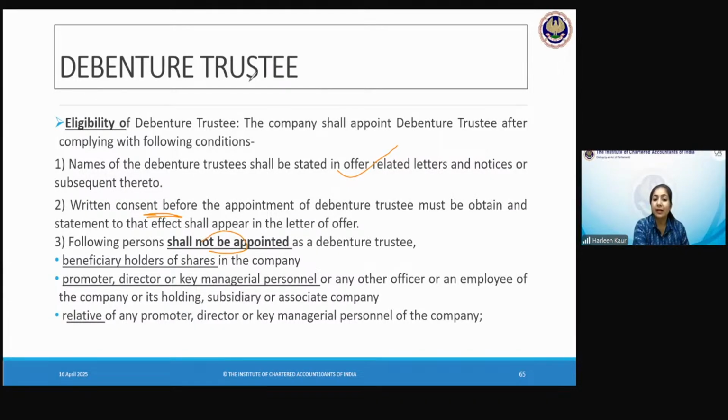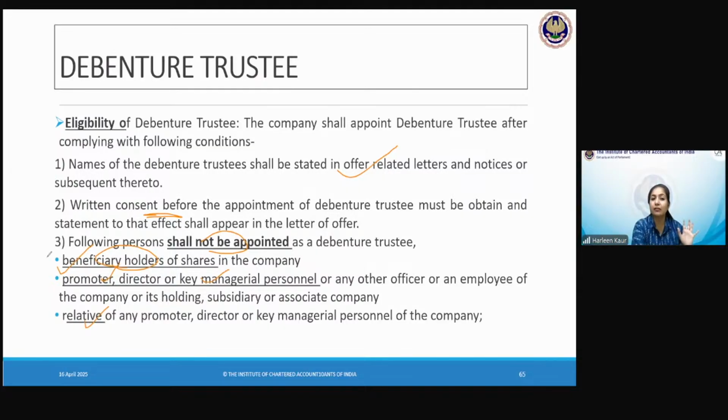Who are these? They are the beneficial holders of the shares. So if you're a beneficial holder of shares, you cannot be appointed as the debenture trustee. The promoters, directors, or key managerial personnel of the company cannot be appointed. You cannot be my related party, right? You cannot be my promoter or director. You have to be an outsider who is appointed because you're taking care of the security of the debenture holders. You're trying to protect the interest of debenture holders. So you cannot be the promoter, director, or KMP of my company. Nor can you be a relative of these 3 people mentioned above.